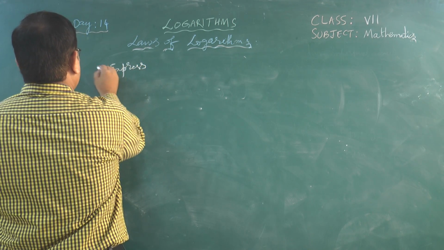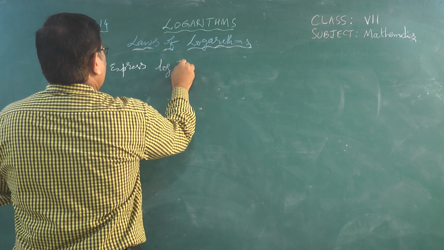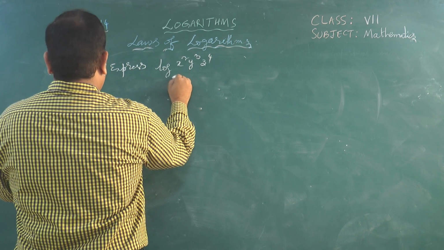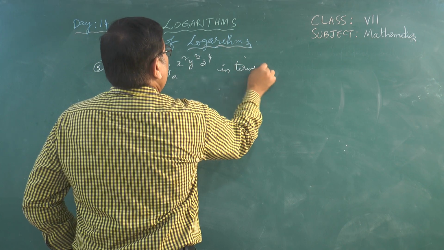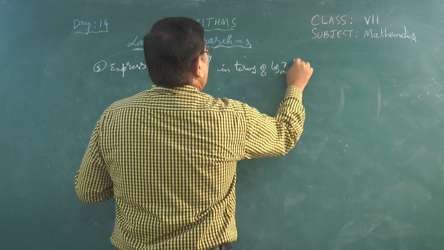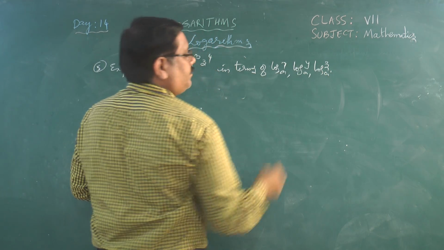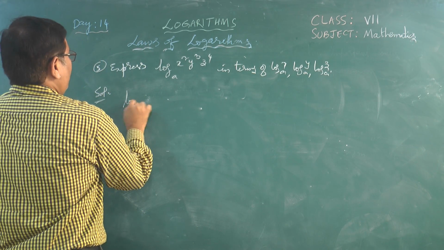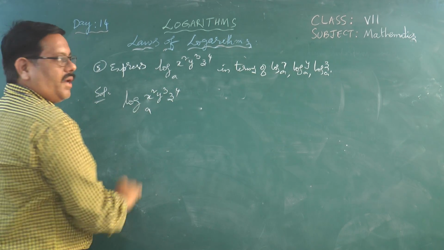Express log x square y cube z power 4 to the base a in terms of log x to the base a, log y to the base a, log z to the base a. Okay, now how to solve this? We have log x square y cube z to the power of 4 to the base a.